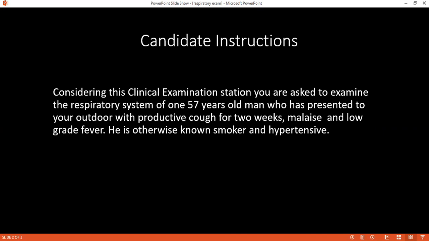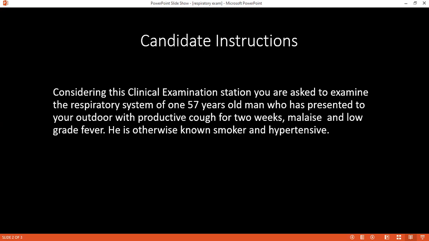Then I'll check his respiratory rate and his pulse rate as well. Then I'll move on to the face. I'll ask the patient to pull down his lower eyelid so that I can check for any pallor. I'll also check for icterus if present. Then I'll ask him to open his mouth and check the tongue for any central cyanosis. I'll ask him to lift up his tongue.